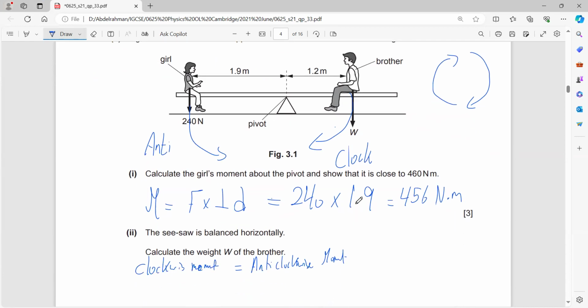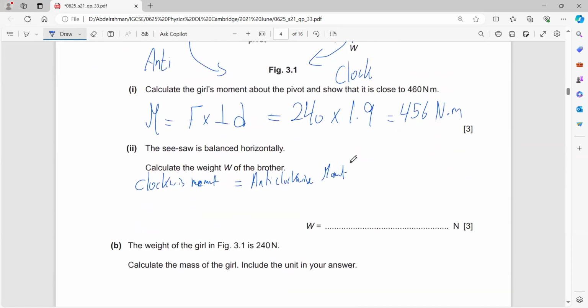So the boy's clockwise moment is W times force times distance. W times 1.2 equals the girl's moment, which we already calculated, right? It is around 460. Should I write down 460 or 456? Honestly, it wouldn't matter. It wouldn't give a huge difference. They are almost the same.